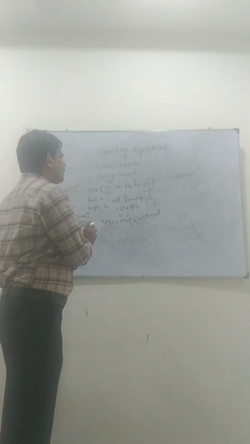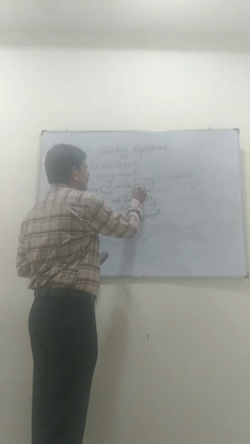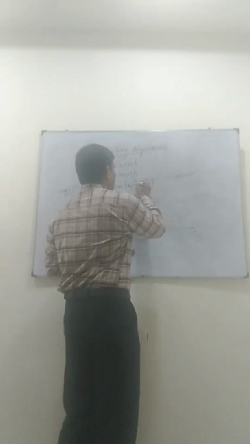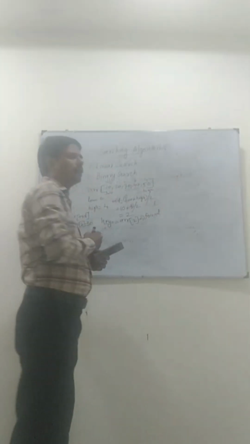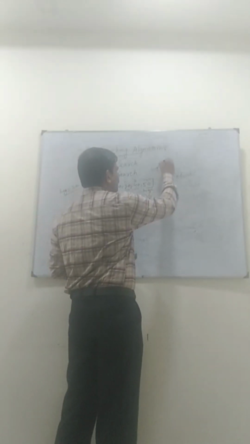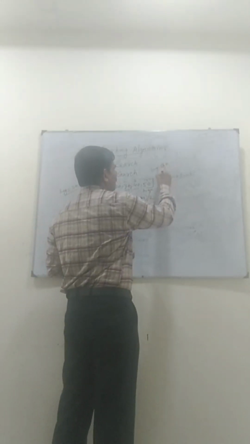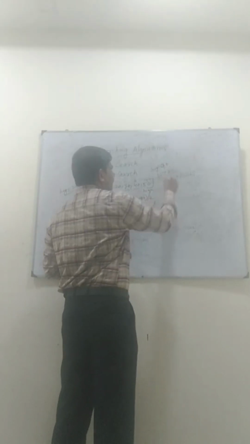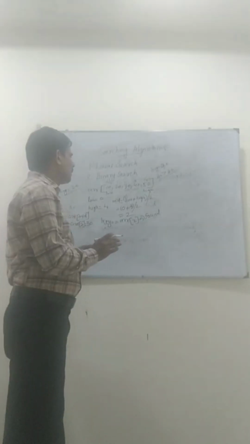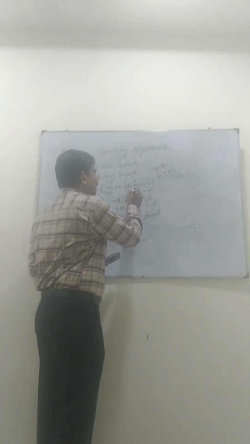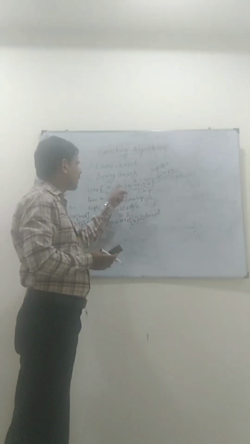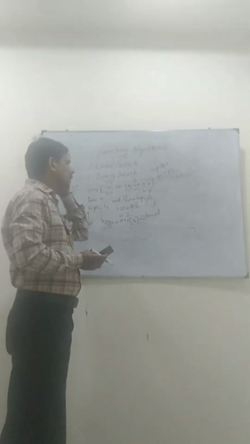Suppose our search element is, for example, 40. Our search element 40 is greater than the mid value. The key value is 40, and 40 is greater than the mid element 30. Therefore, now we can perform the search process only in the right half. No need to perform the search process in the left half of the array.